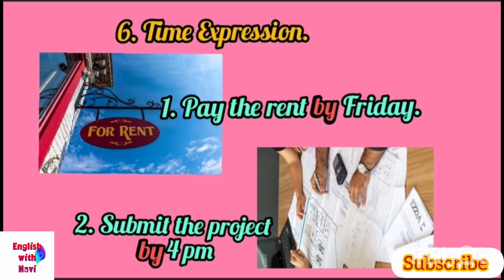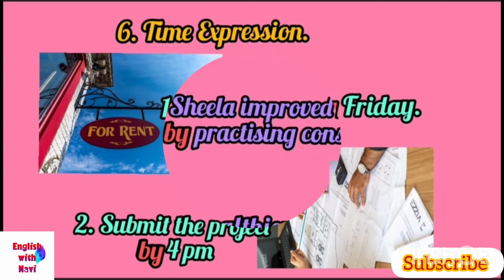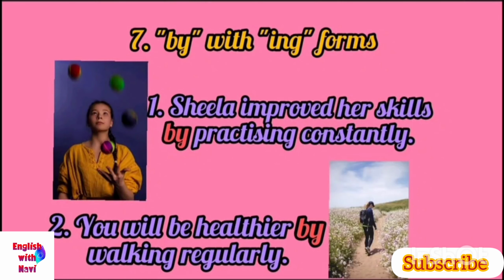The next example would be submit the project by 4 pm. That means you have to submit the project on or before 4 pm. All right, so 4 o'clock is the deadline that has been fixed for you by your boss, possibly. Let's move forward, and here we have the next concept that goes with by, and that would be by with ing forms. So ing is nothing but gerund form. All right, so by can also be used with gerund form.